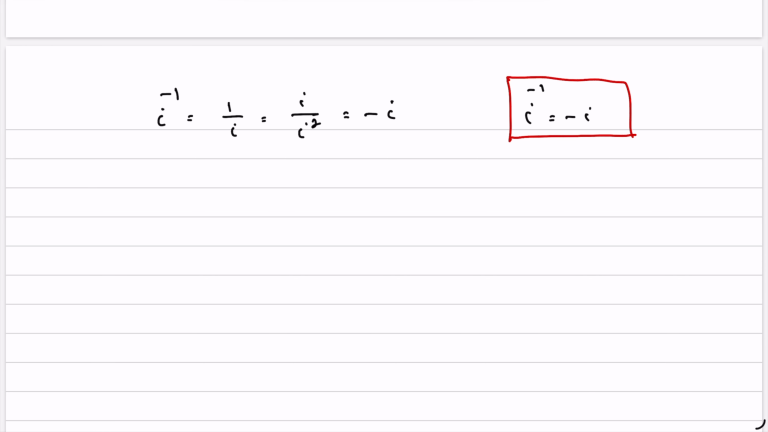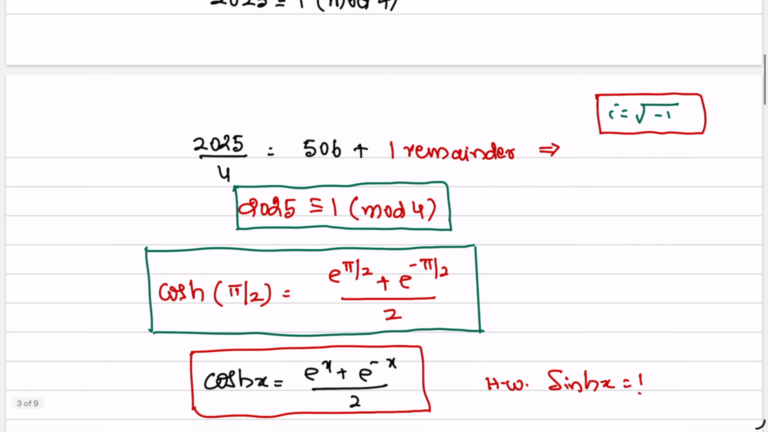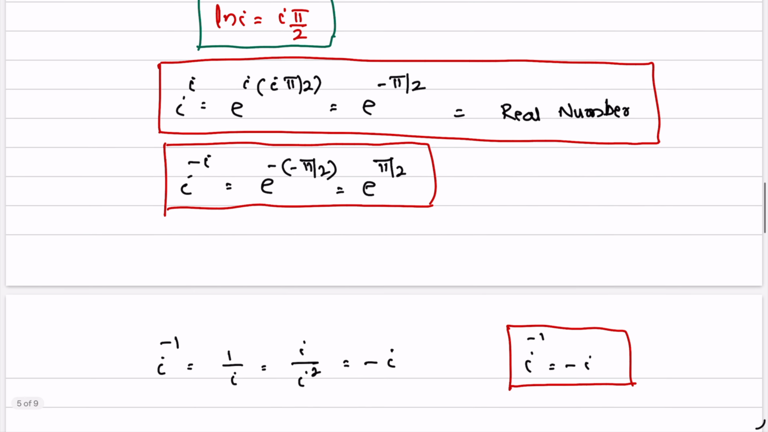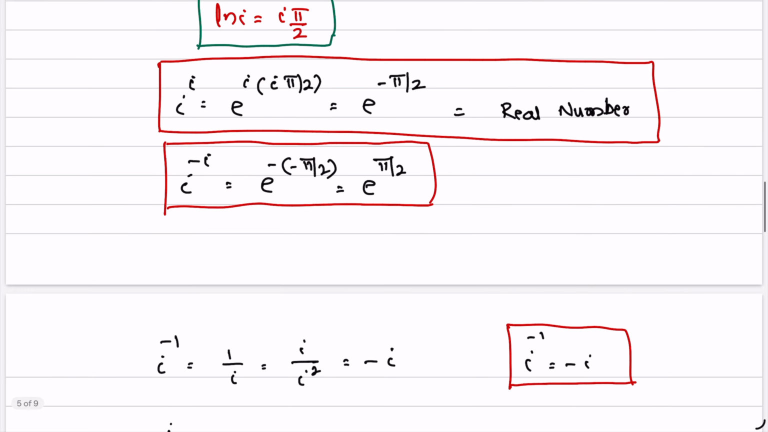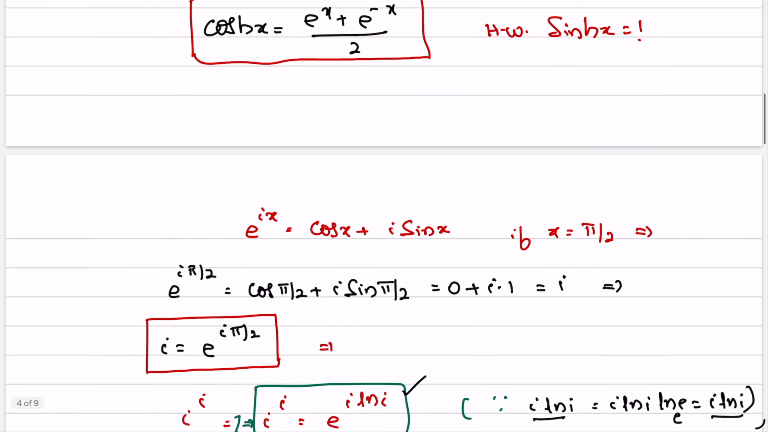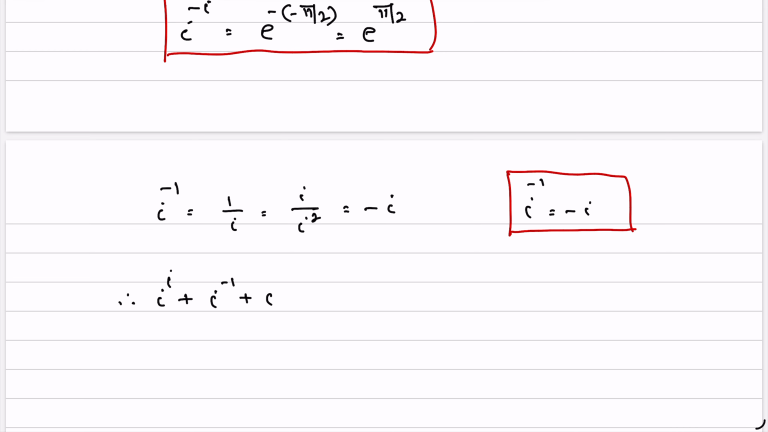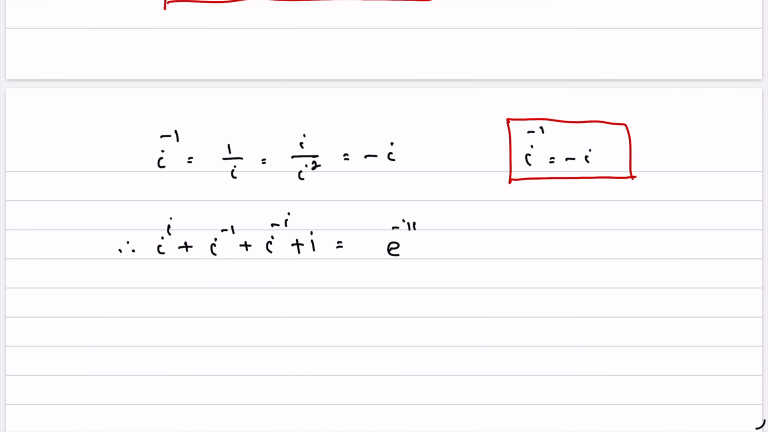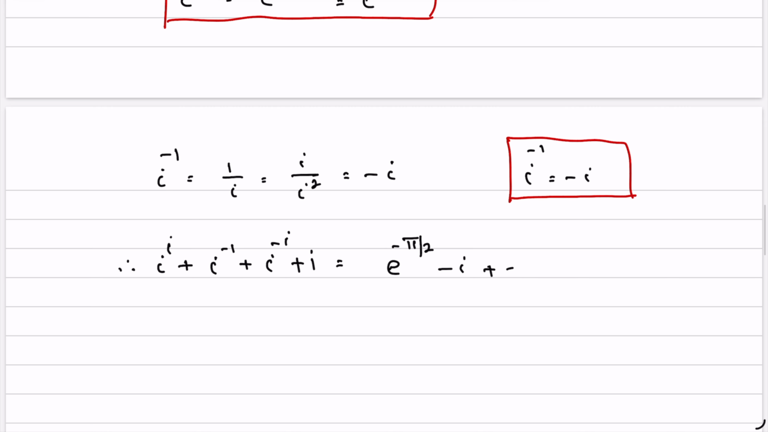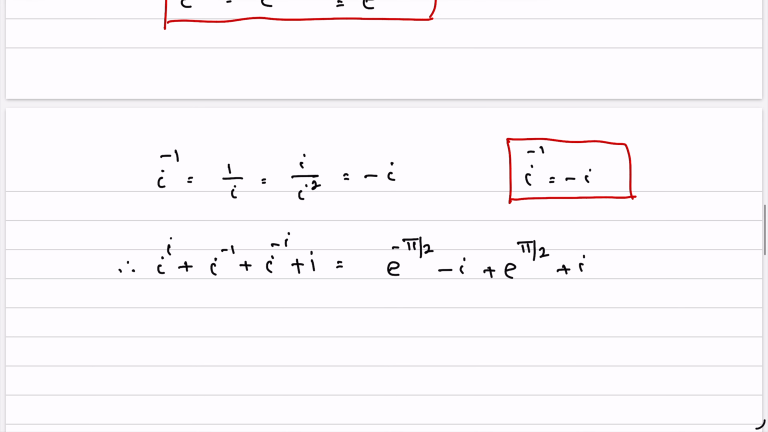Now, the 4 numbers in the series, just see: i to the power of i plus i to the power of minus 1 plus i to the power of minus i plus i is equal to, i to the power of i is equal to how much? e to the power of minus pi by 2. i to the power of minus 1 is nothing but minus i. i to the power of minus i is nothing but e to the power of pi by 2, and plus i, minus i get cancelled.